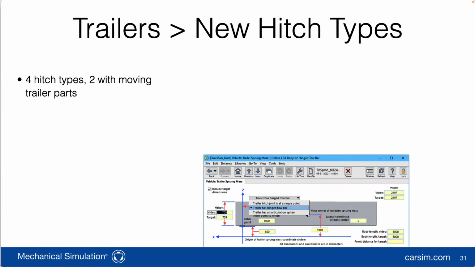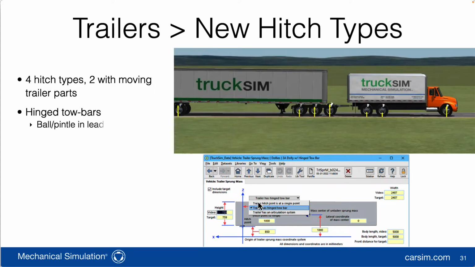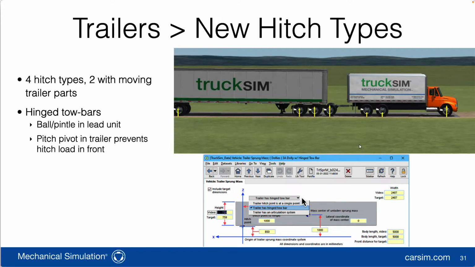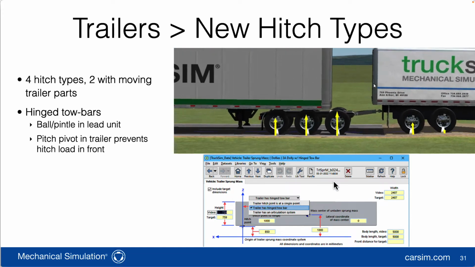We have a few features involving trailers that were added recently. One is the types of hitches. Traditionally we've had a hitch connecting a lead unit to a trailing unit where they share a single point in common and possibly have torsional springs. We've added some more complicated connection types that have moving trailer parts. They're selected now on the trailer screen. You can say that it has a hinge tow bar or an articulation system.